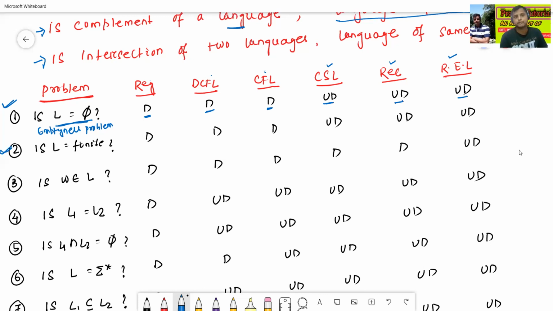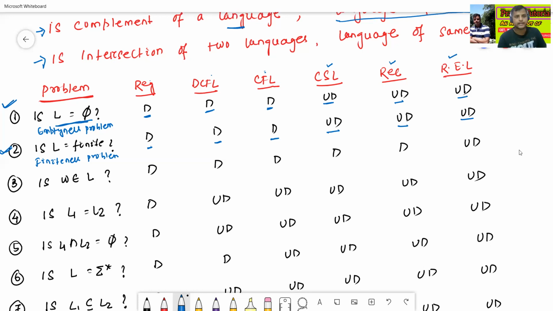Okay, the next problem is called the finiteness problem. Is L finite or not? We have also discussed the finiteness problem in the previous classes, in the decision properties of regular and context-free languages. Now we'll see whether the finiteness problem is decidable or undecidable. It is decidable under regular language, decidable under DCFL, decidable under CFL, undecidable under CSL, undecidable under recursive language, undecidable under REL.